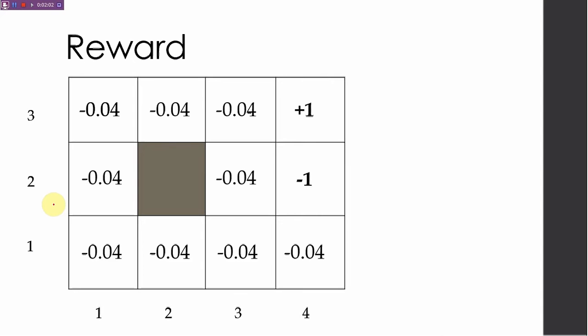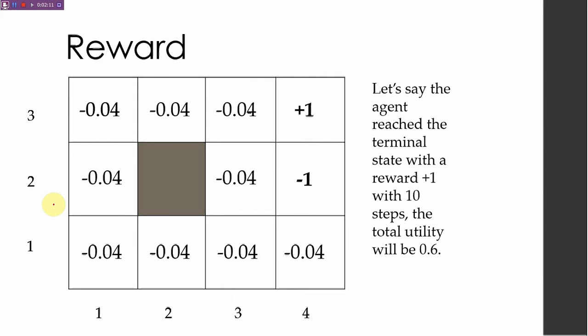Reward. For example, we are given a negative 0.04 reward for each non-terminal state, and an agent reached the terminal state with the reward plus 1 within 10 steps. The total utility will be 0.6. Just do the math for that.